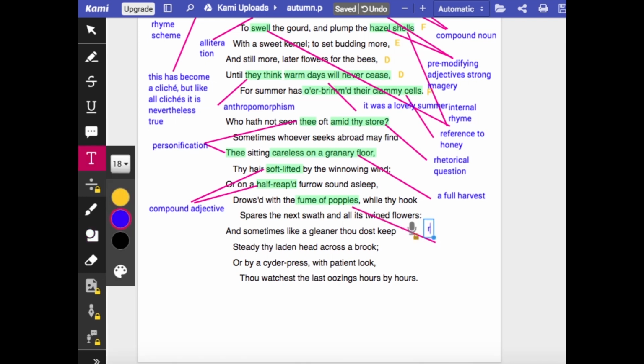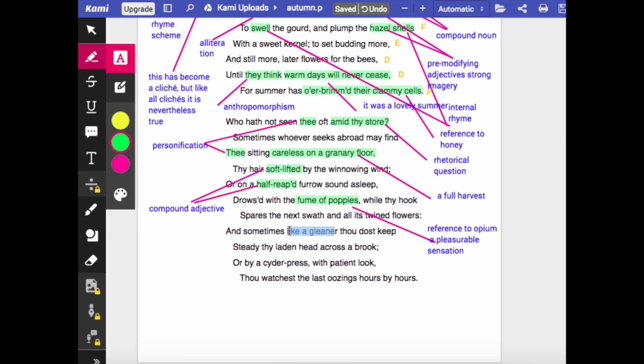Or on a half-reaped furrow sound asleep, drowsed with the fume of poppies. So a half-harvested field in the furrow, some of it's left over because there's so much, and then drowsed with the fume of poppies is what you think it is. Reference to opium, a pleasurable sensation back in the days when opium was not illegal, although still just as addictive as it is today. While thy hook spares the next swath.